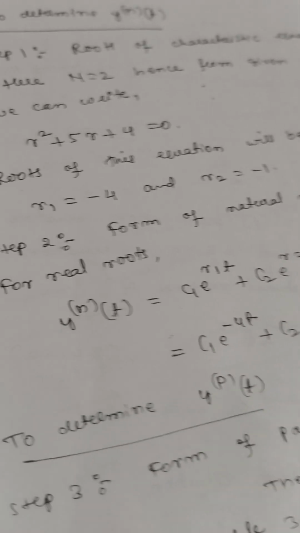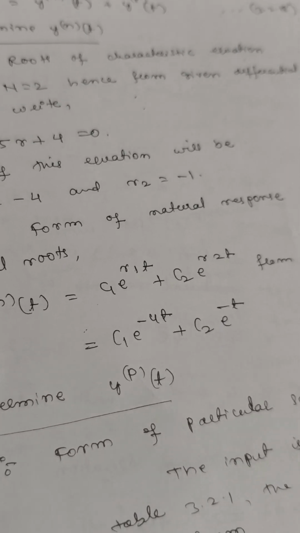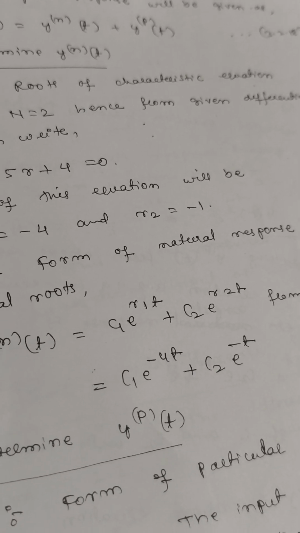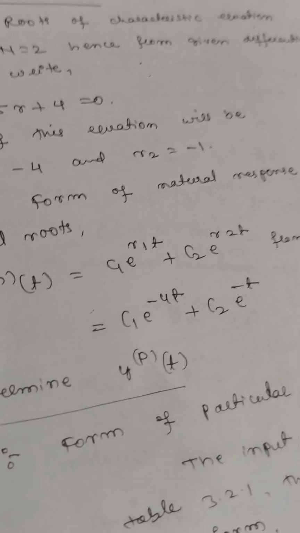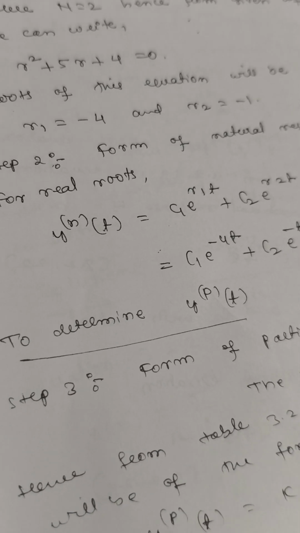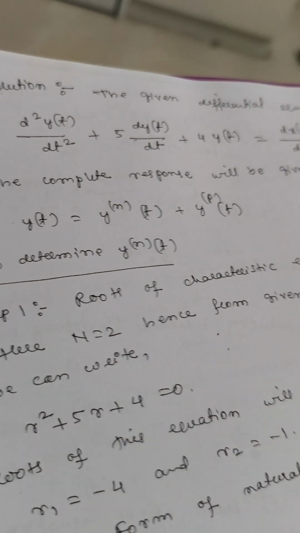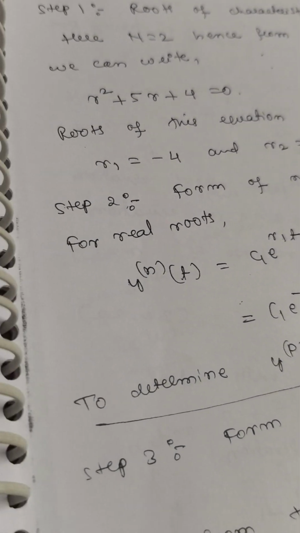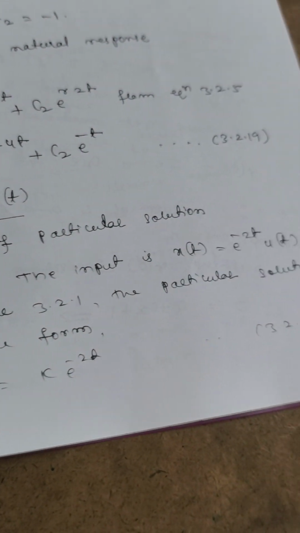This is the equation we got for the natural response, but we have not yet found the values of c1 and c2. Afterwards we'll find the constant values of c1 and c2. Before that we will find the particular solution. We know the complete response consists of the natural response and the particular solution. Step 3 is the form of particular solution.